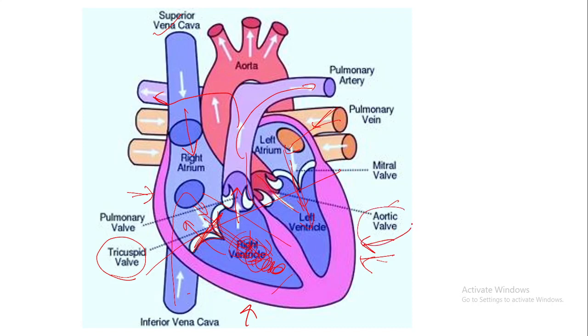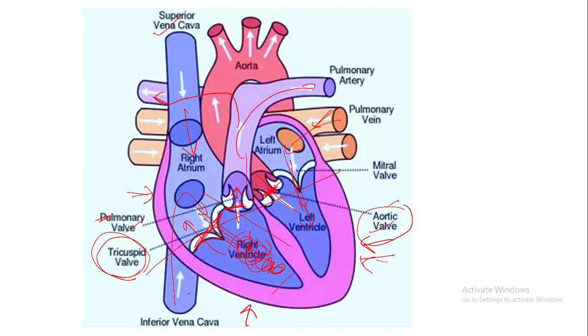So we have the aortic valve present near the aorta and left ventricle. We have the pulmonary valve present near the pulmonary artery and right ventricle. These, the pulmonary valve and aortic valve, are also called semilunar valves. We have the tricuspid valve present.